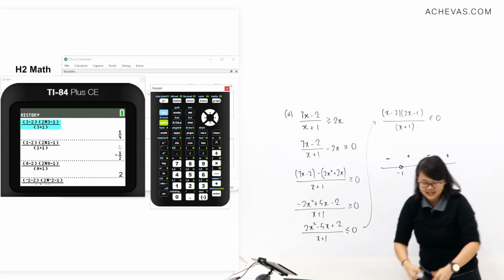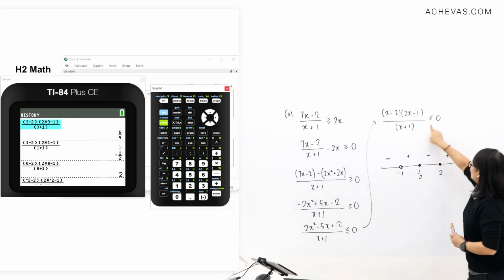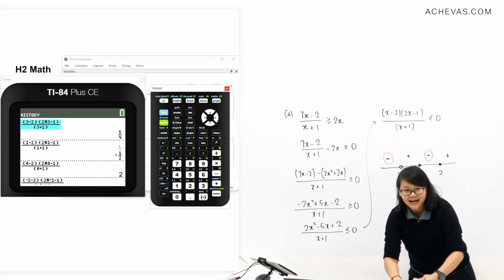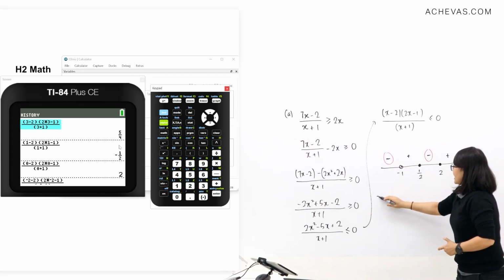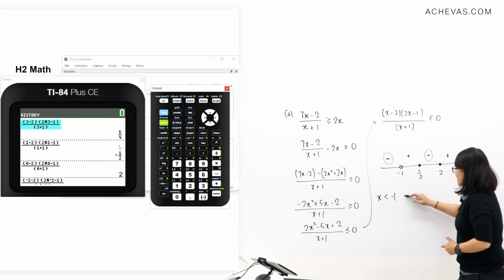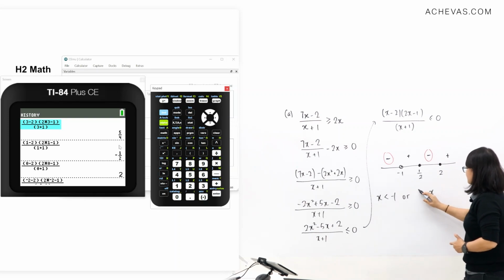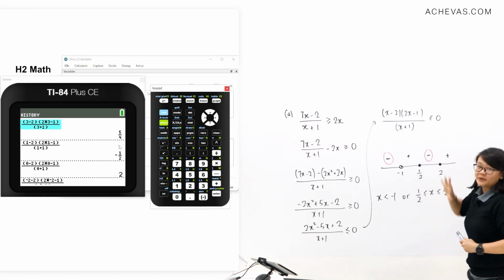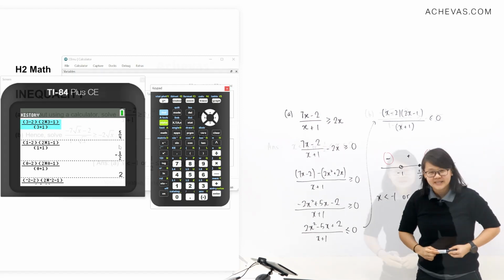And last, let's choose our answer. We need to get negative. So I'll be getting this region and this region. So my answer will be x less than negative 1 or x will be between half and 2. That's for part A. Now let me erase this one here so that we can discuss part B.